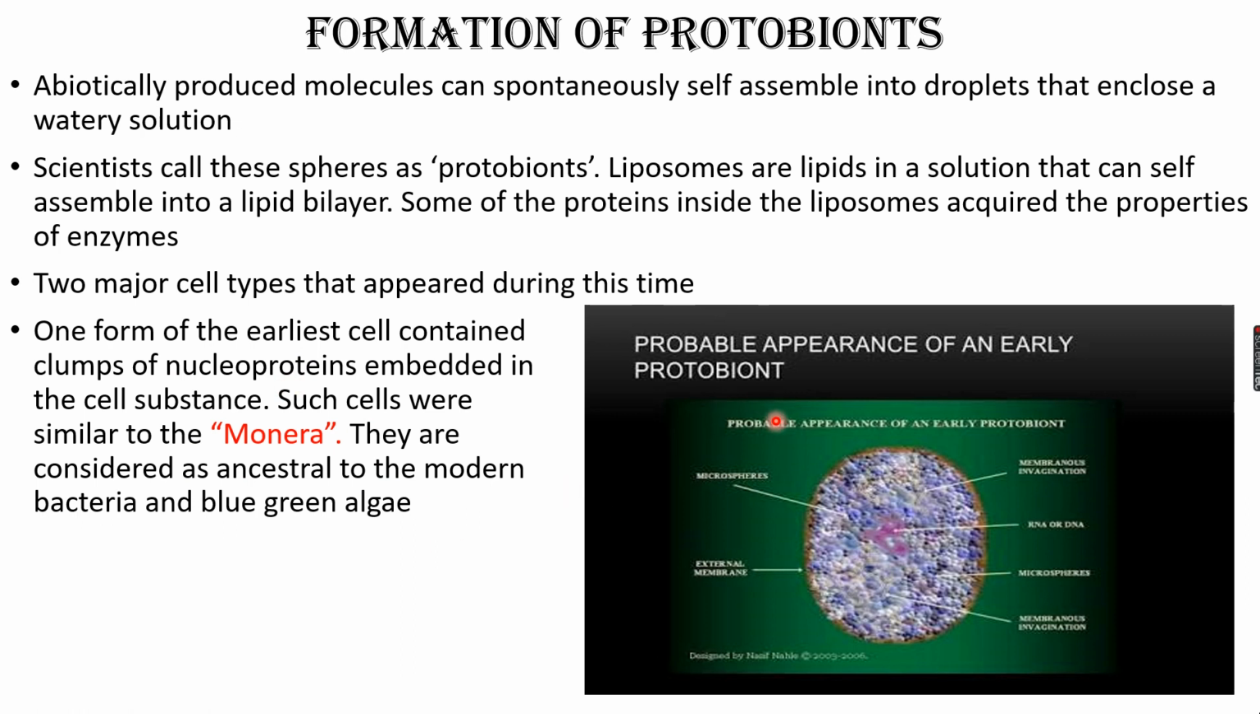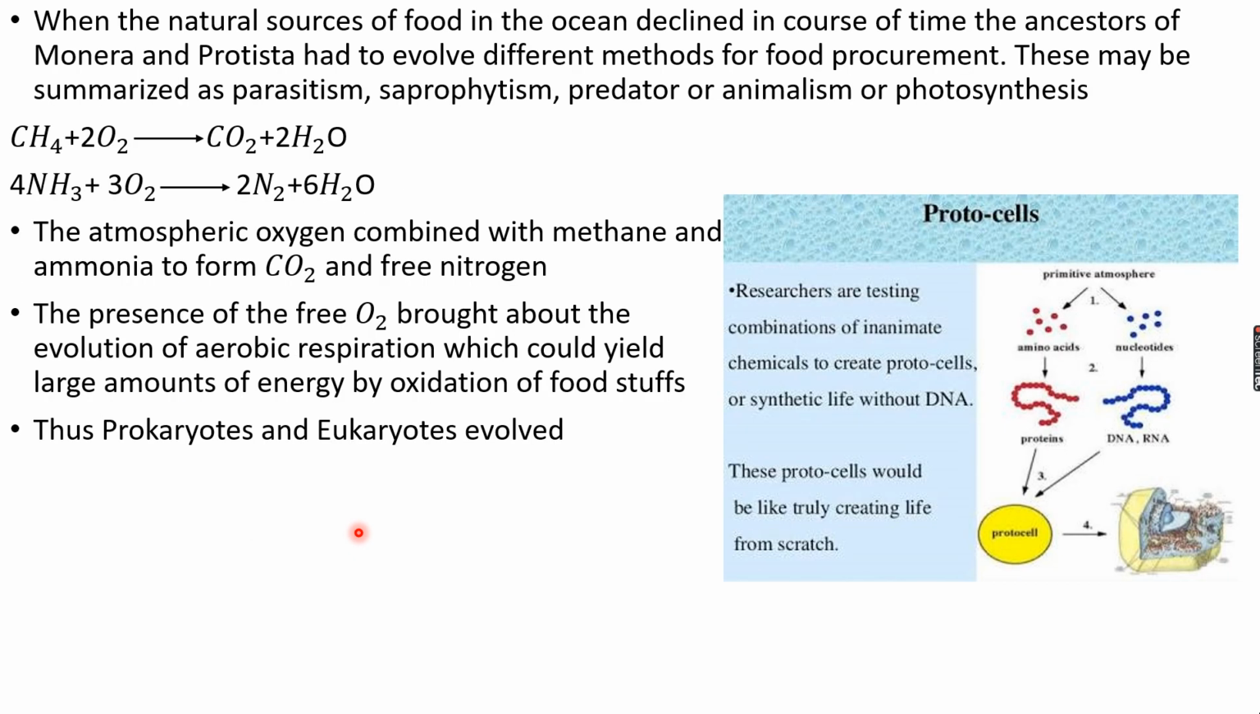So protobionts appeared, and from the earliest cell, the clump of nucleoproteins appeared in the cell substance in the middle, and from this the nucleic acids RNA, DNA developed. Such cells are similar to Monera, which is ancestral to the modern bacteria and blue-green algae. Now already I said proto means primitive cells. Primitive cells, how they appear in the primitive atmosphere.